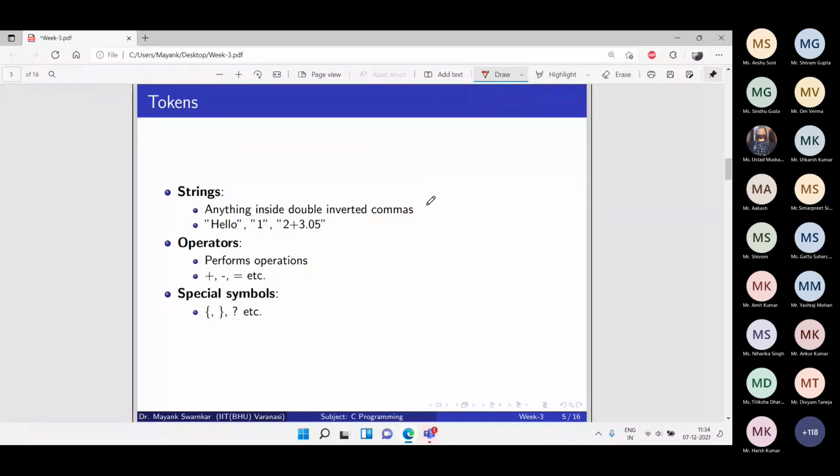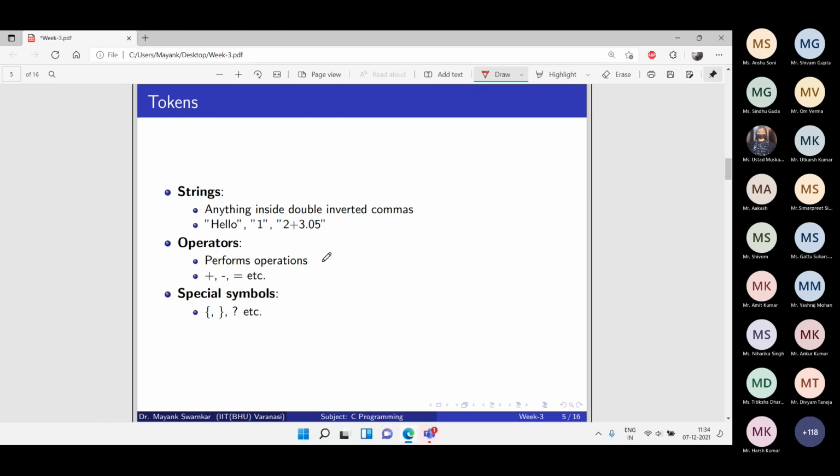Strings. Anything inside double inverted commas is a string. We have printed hello world on the screen, in the printf inside double inverted commas. Everything is a string. This doesn't mean anything mathematical. It's a string. It's not 2 plus 3.05. It will not give a compilation error because it is a string. So what is the use of string? We'll take a look afterwards. But these are strings.